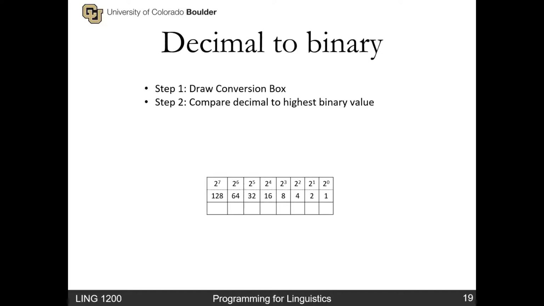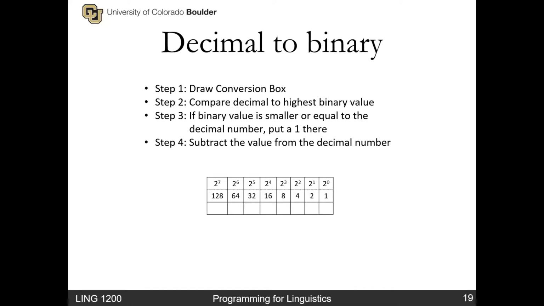What we do in this case is we take the decimal number that we have and we compare it to the highest binary value in our conversion box. Then we see if the binary value in that box is smaller than or equal to the decimal number that we're looking at. We'll put a 1 in that position. Then we'll subtract the value in that position from the decimal number that we're trying to convert. Let's see how this works, repeating this in each position, of course.